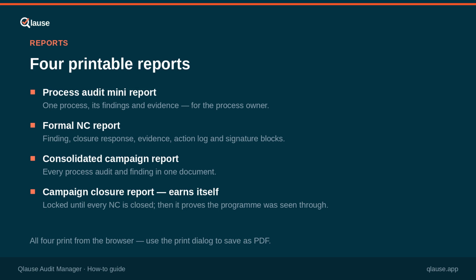The Process Audit Mini Report covers one process. The formal NC report carries the finding, the closure response, the evidence, the action log, and signatures. The Consolidated Campaign Report brings every process audit and finding together in one document. And the Campaign Closure Report is special. It stays locked until every NC in the campaign is closed. When it unlocks, it's your evidence that the program was seen through to the end.